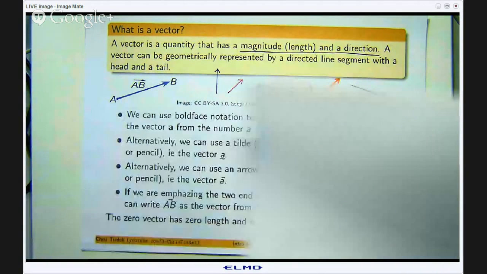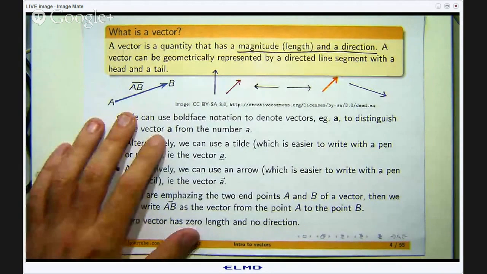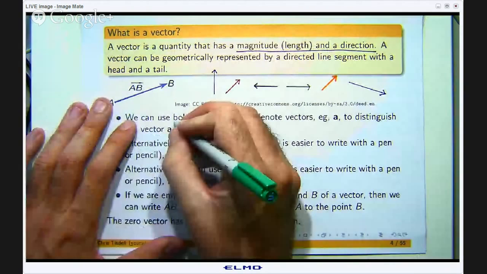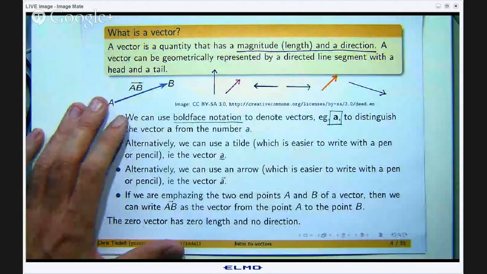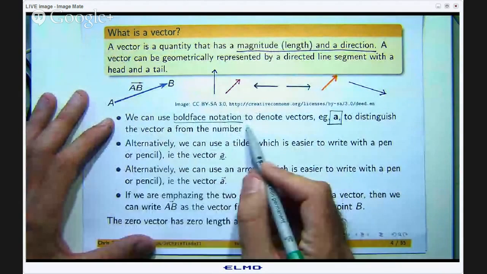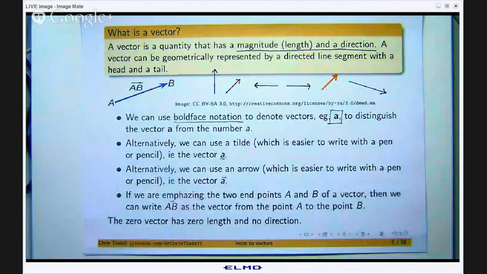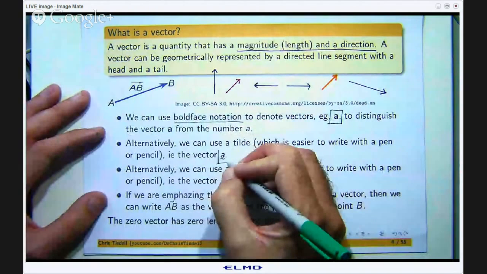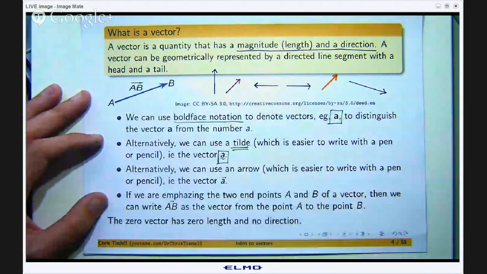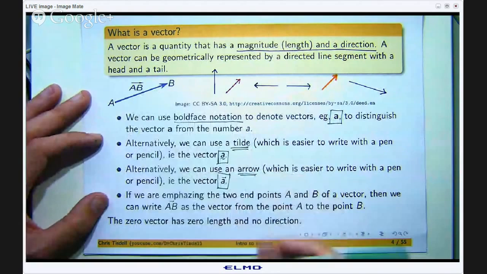All right, a little bit on notation. There are lots of different ways of writing or denoting that something is a vector. You can use boldface notation, which distinguishes, say, the vector A from the number A where there's no boldface. This is hard to do with a pen and paper, though. So to make things easier for pen and paper, we can use a tilde, an under tilde. Or, as we have done up here, we can use an arrow to denote a vector A.